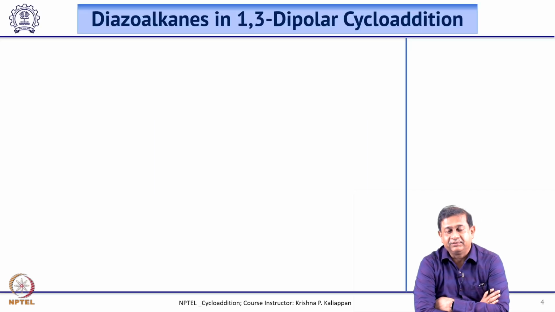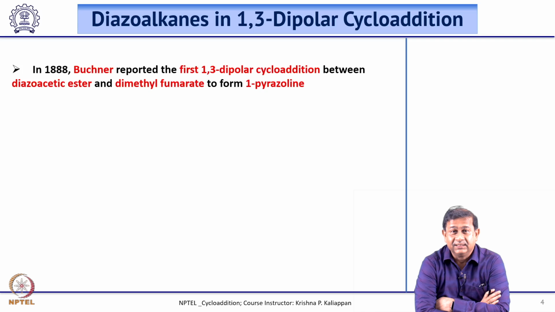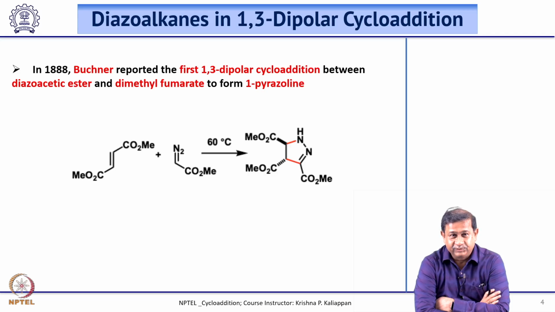As we all know, one of the simplest diazoalkanes is diazomethane. And if you look at the history of 1,3 dipolar cycloaddition reaction, the very first 1,3 dipolar cycloaddition reaction was reported way back in 1888, almost 150 years ago, by Buchner, and it was between diazoacetic ester and dimethyl fumarate. So this is the reaction.